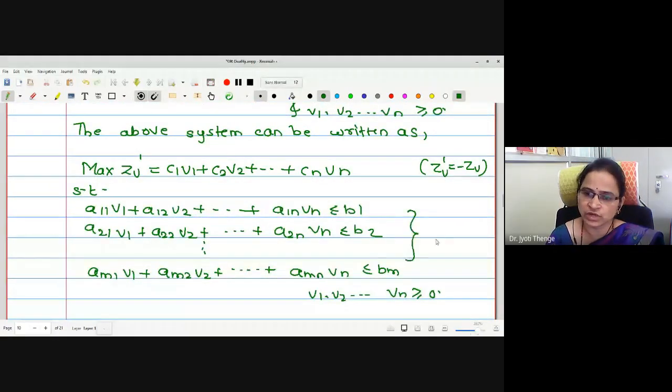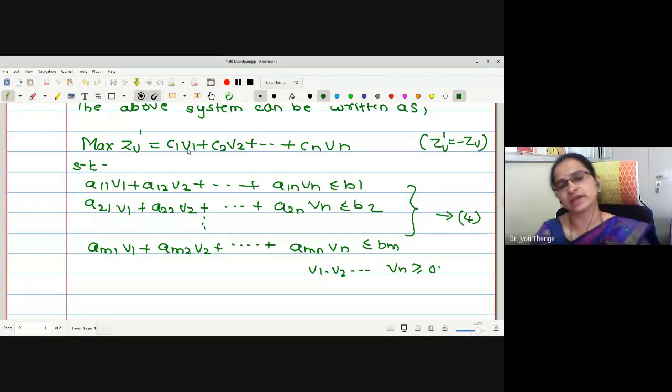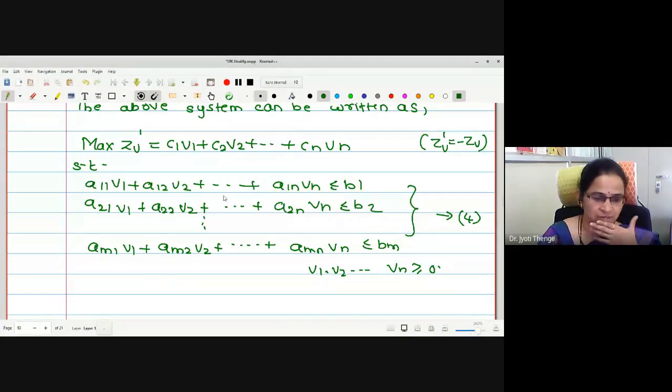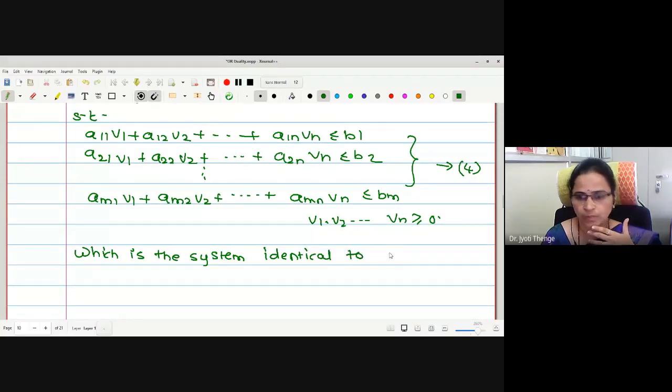Now you have to just look at system 1 and system 4. Is it very similar to the first form we have? Only there is a change of variable, but variables don't matter because we are actually finding the values of the variables. Okay, shall I write which system is identical to 1? Okay, hence dual of dual is primal.